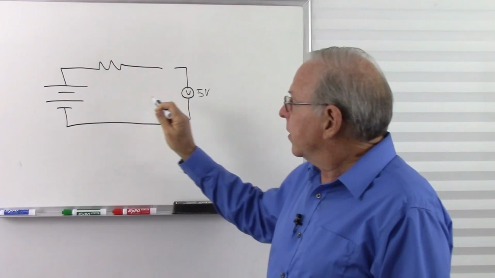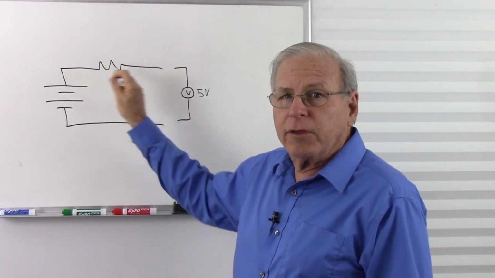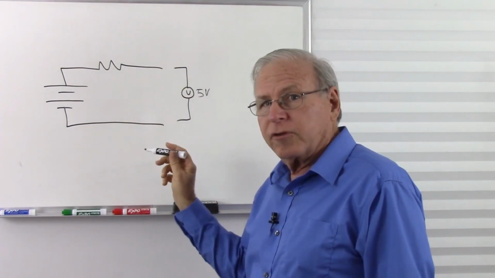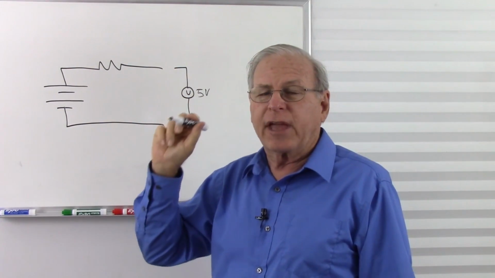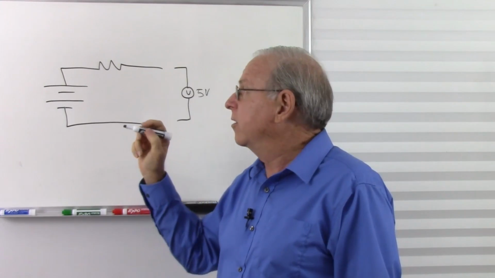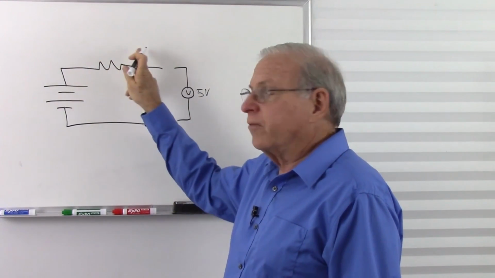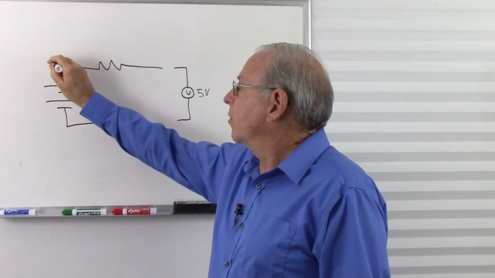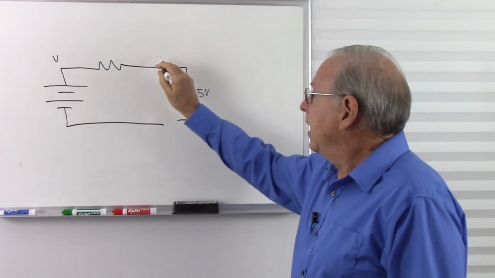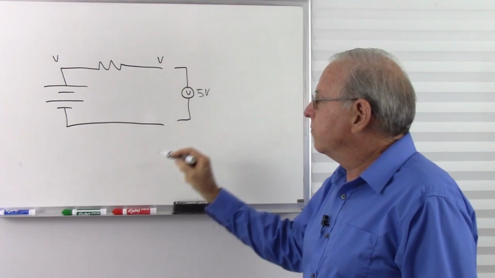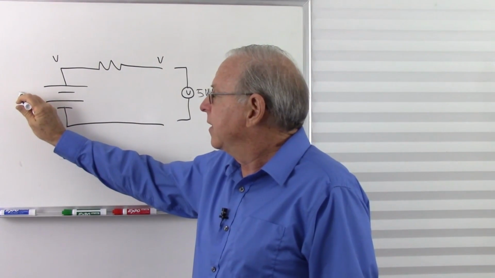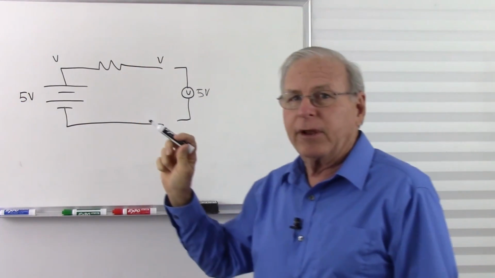So what does that tell us? Well, we know there's no current flowing through this resistor because it's an open circuit. And to get a voltage differential across that resistor, we must have resistance and current. There's no current, so there's no difference in the voltage from here to here. So whatever voltage we have here is the same voltage we have over here. So by measuring the open circuit voltage, we've just determined that this is a 5-volt battery.